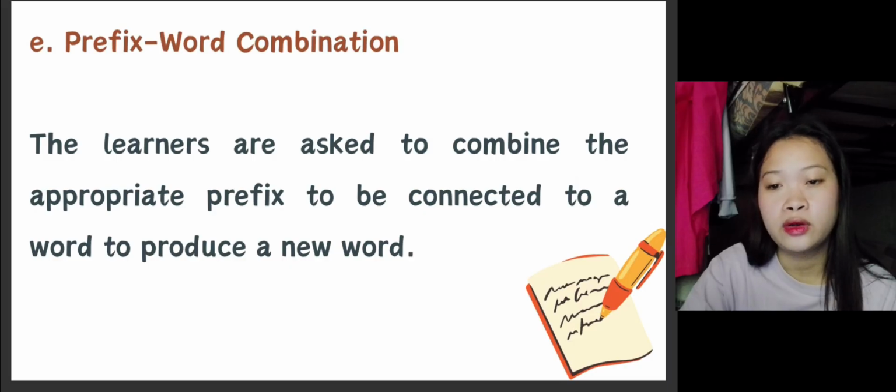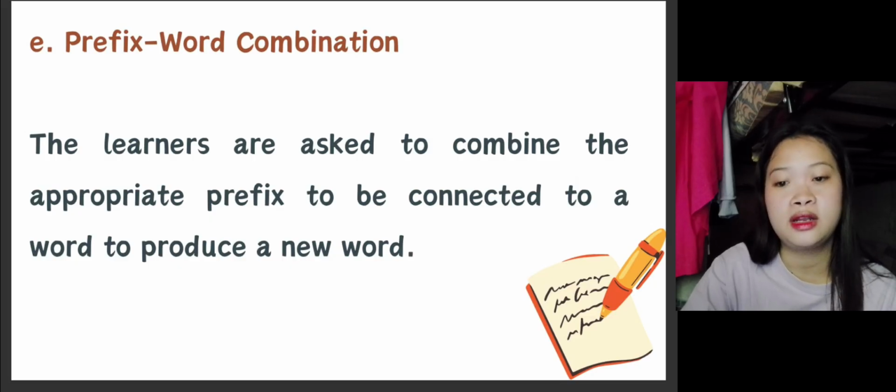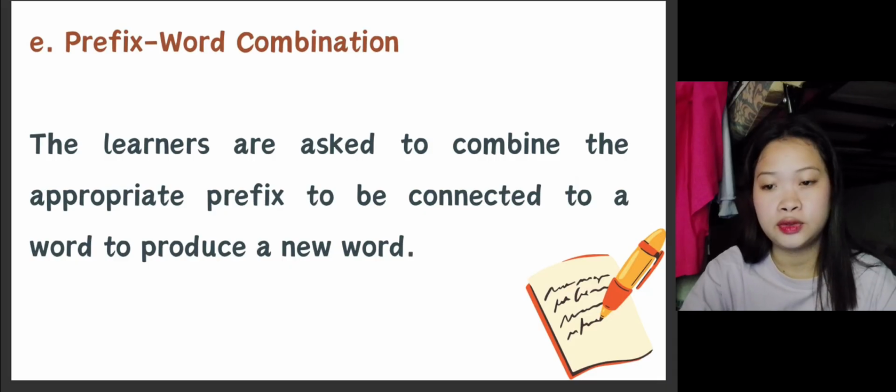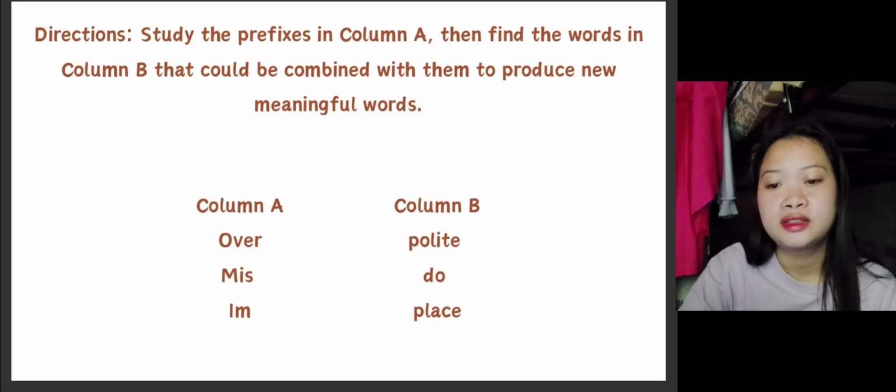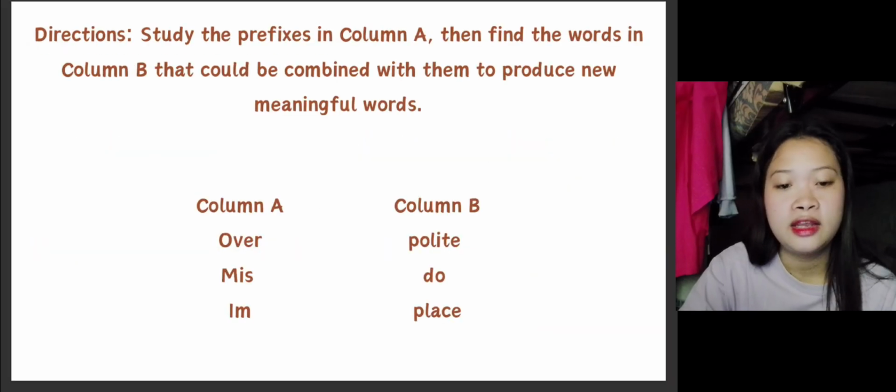Next is prefix word combination. What is a prefix word combination, a type of test? In this test, the learners are asked to combine the appropriate prefix to be connected to a word to produce a new word. Study the prefixes in column A, then find the words in column B that could be combined with them to produce new meaningful words. In column A, we have over, miss, and im. Then in column B, we have the words polite, do, and place.